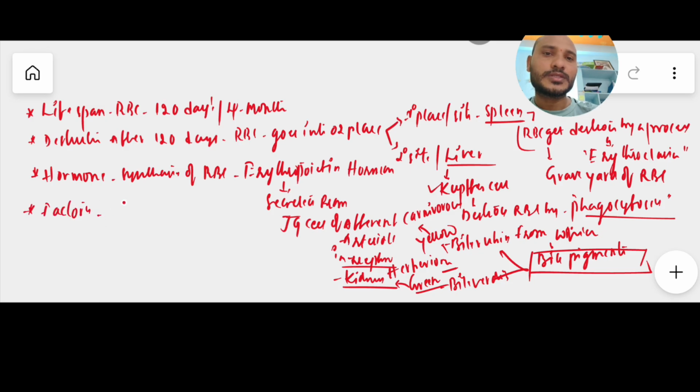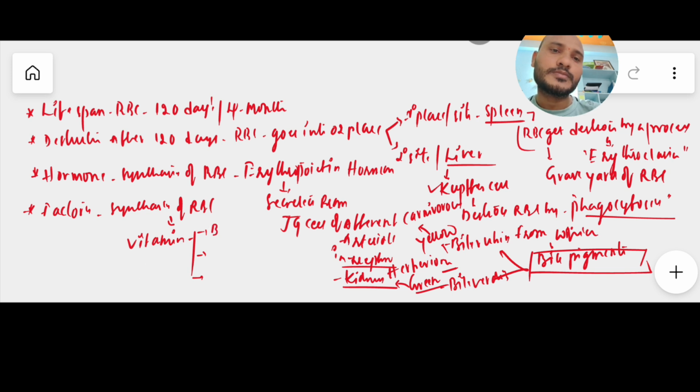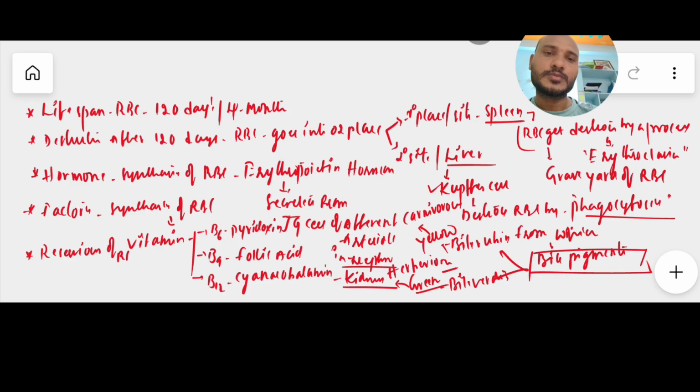Factors essential for synthesis of RBC: mostly three vitamins are essential. They are vitamin B6 called pyridoxine, vitamin B9 folic acid, and B12, a very important vitamin which is essential for synthesis of RBC.